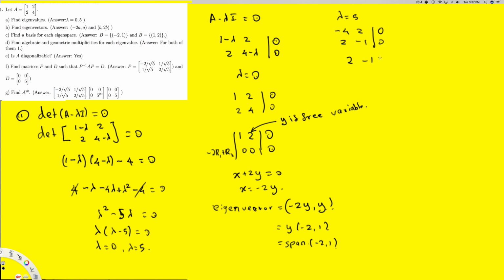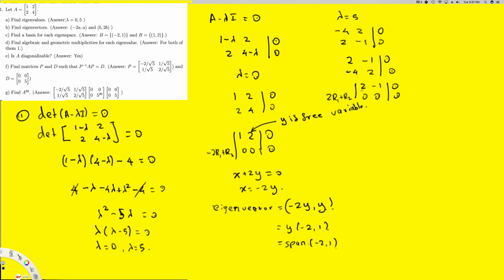So 2, minus 1, 0 is going to be the first row. Second row is minus 4. I can also, so let's write it one more step. So 1, minus 4, 2, 0. And if I want to eliminate this one, I can multiply the first equation by 2 and add it to the second equation. So if I do that, let's see what I get. 2, minus 1, 0, and 2 r1 plus r2, which will give us 0 0 right here.